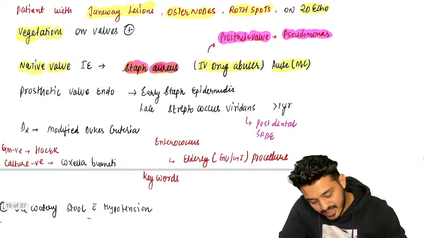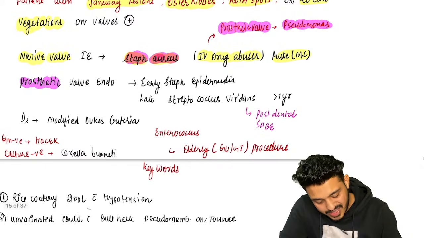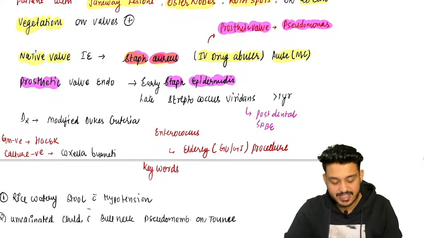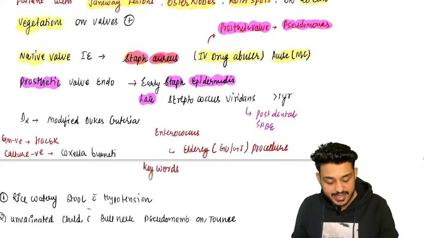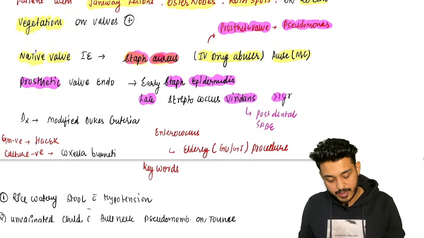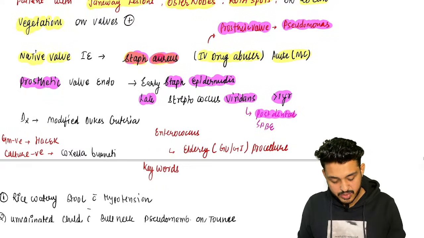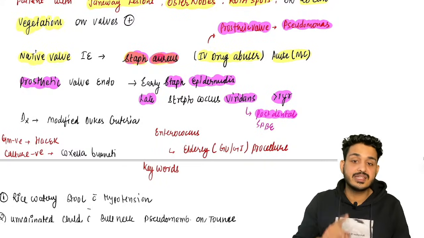Another question they can ask you, prosthetic valve endocarditis, right? Prosthetic valve endocarditis, if it is early, this is going to be Staph epidermidis. Since it is present on the skin, it can enter early, right? If they are asking for the late, this is going to be Streptococcus viridans. And this viridans, you have to remember, late means more than 1 year, and generally this thing is associated with the dental problems, right? Post dental surgery, post RCT was the exam question.